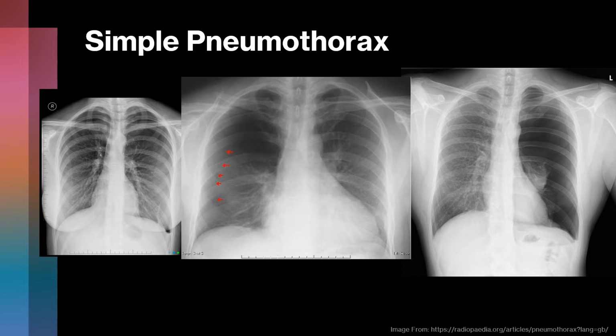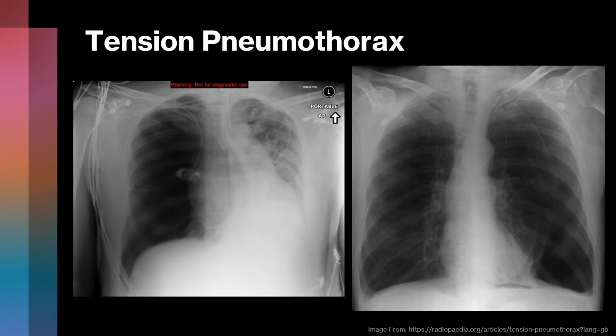And you can measure this distance, so you can measure the space between the edge of the rib cage and the lung, and that's especially important for management later on. Also assess the tracheal position to see if there's any tension or shift.